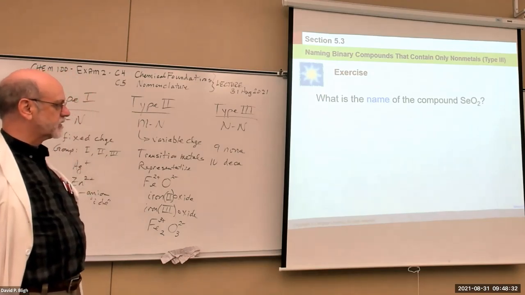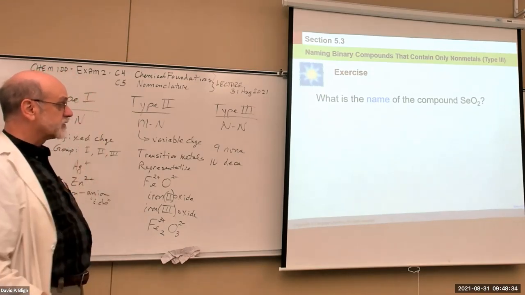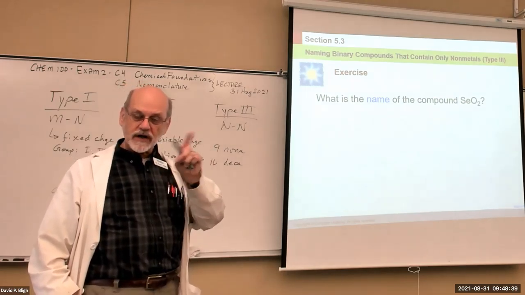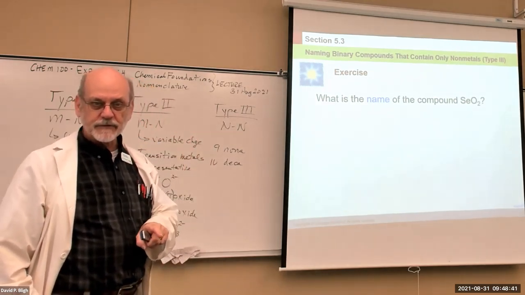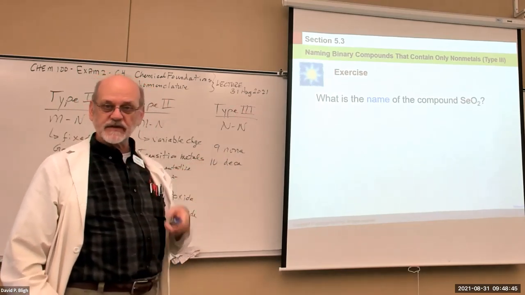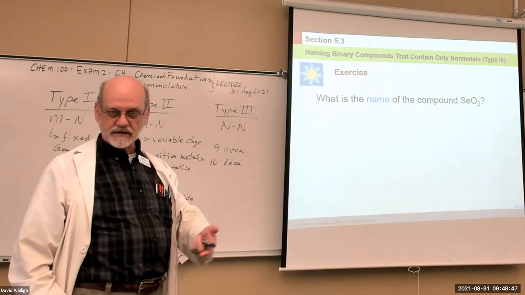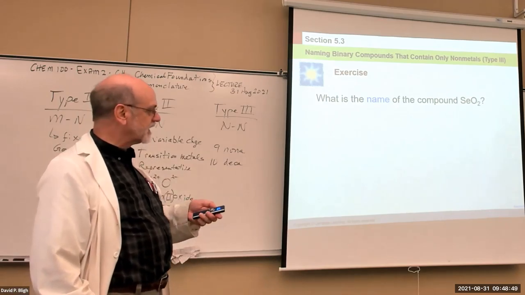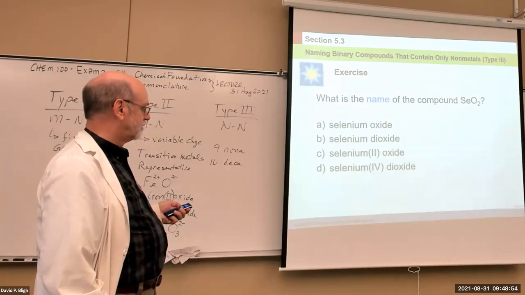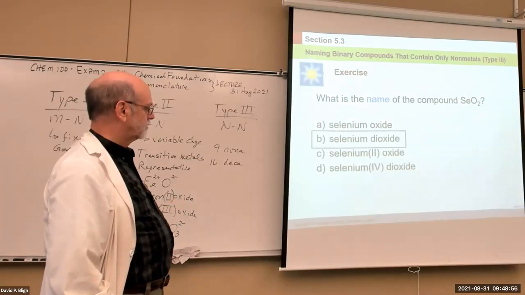Okay, what's the name of this one? Well, first of all, where does selenium come from? That's the question. Where are your elements coming from? If they're two nonmetals, then use type 3 convention. Selenium is in the sulfur group, which means it's a nonmetal. So we say selenium dioxide.